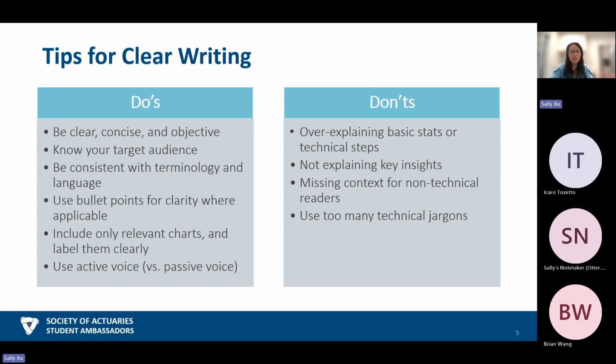So let's talk about some common pitfalls in terms of writing. Number one, over explaining basic stats or technical steps. You want to assume some reasonable level of background knowledge so that your audience doesn't need to know every single little thing, right? For example, you don't need to explain how you use the lookup function or what a certain ratio means if that's not super relevant. Save those details for where things matter.